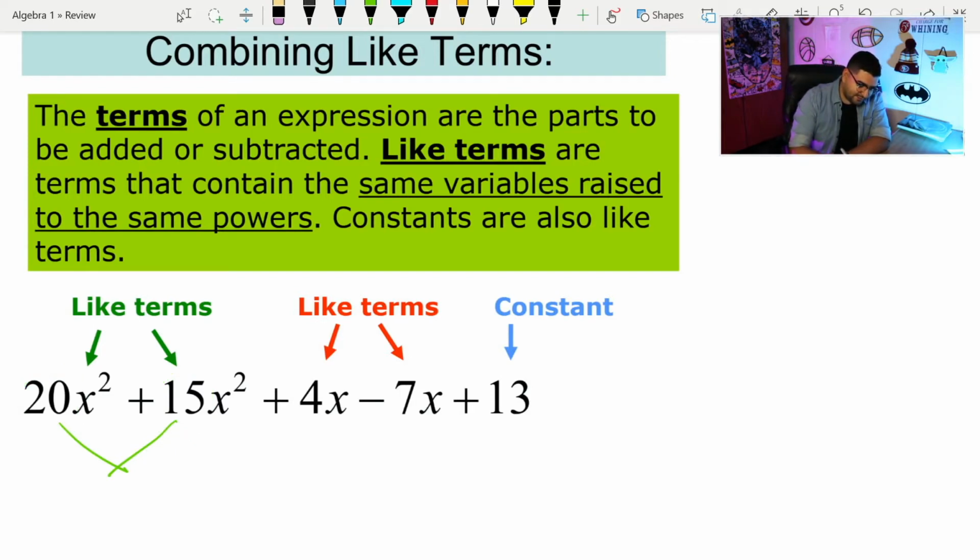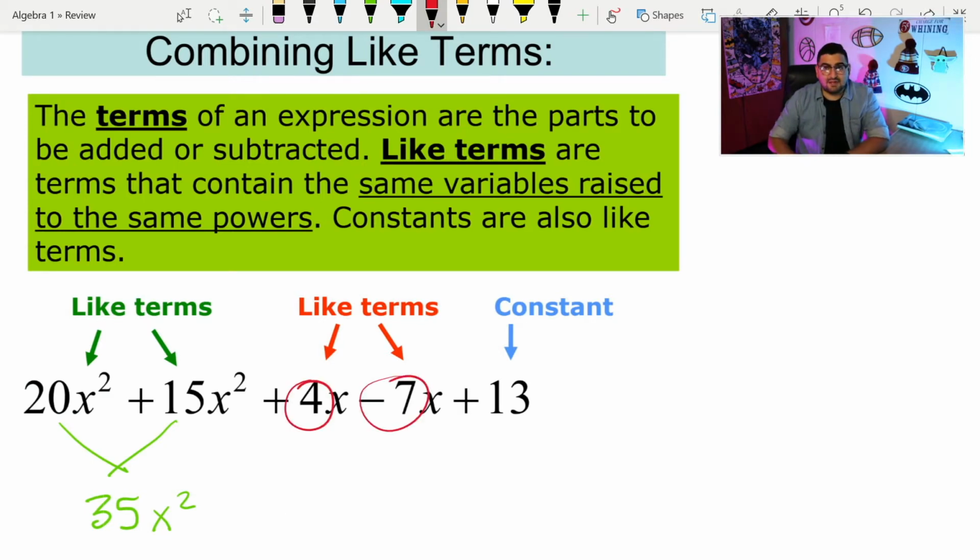So what we should do in order to combine them is we simply add them, in this case, because they are both positive. So a 20 plus a 15, that would get me 35x squared. Then I go ahead and look at my next two like terms. My next two like terms are positive 4x and negative 7x. Because I have a positive 4 and a negative 7, if I combine those two together, a 4 minus 7, that would get me a negative 3.